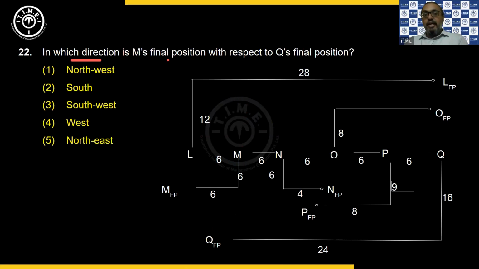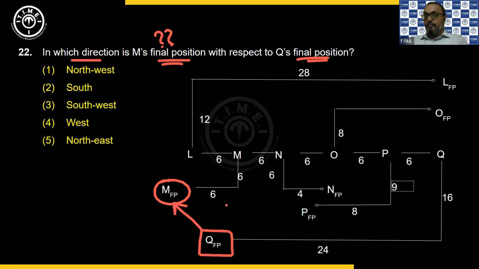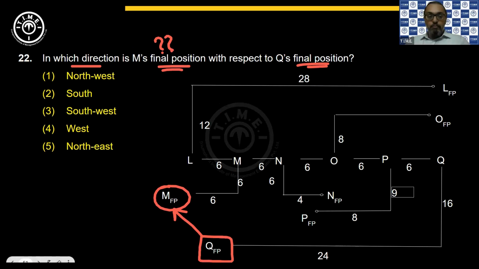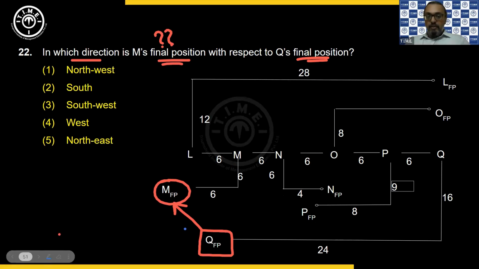Okay, now in which direction is M's final position with respect to Q's final position? Tell me. This is M's final position. He's asking in which direction is M's final position. So that means from the other person we have to check. So what is this direction? Very good. That is northwest. See, if you want to know a direction, you can simply put a plus sign at the person that is asked, that is Q. The above is north, your left is northwest.